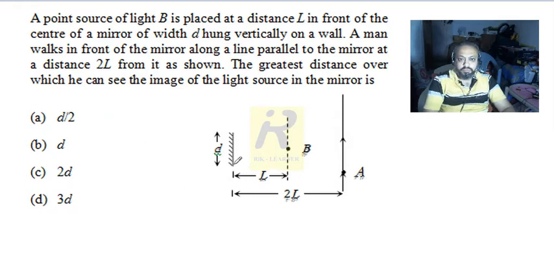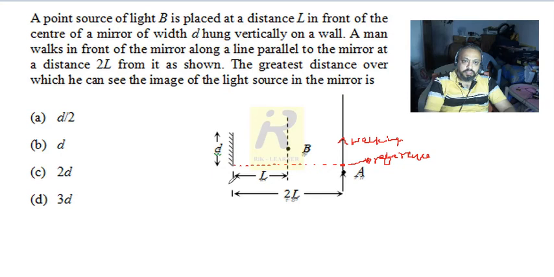What we have to find is, let me assume the distance is measured from this point. This is my reference, and there is a man who is walking along this line in this direction. He is walking along this line, and this is the mirror of width D, and this is the point light source whose distance from the mirror is L, and the man who is walking parallel to the mirror is at a distance 2L from the mirror, which is stated here.